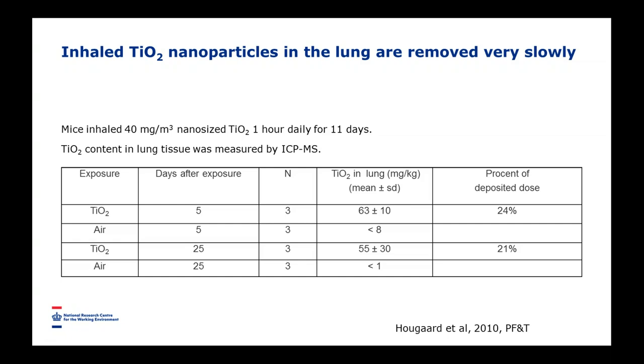Then we measured the accumulation of titanium dioxide in the lung tissue of the mice and calculated the deposition and estimated the remaining material. So 5 days after the last exposure, we could find 24% of the deposited particles still remaining in the lungs. And 25 days after last exposure, we could still find 21% of the deposited particles, indicating that the nano-sized particles were deposited in the lower airways and were cleared away very slowly.